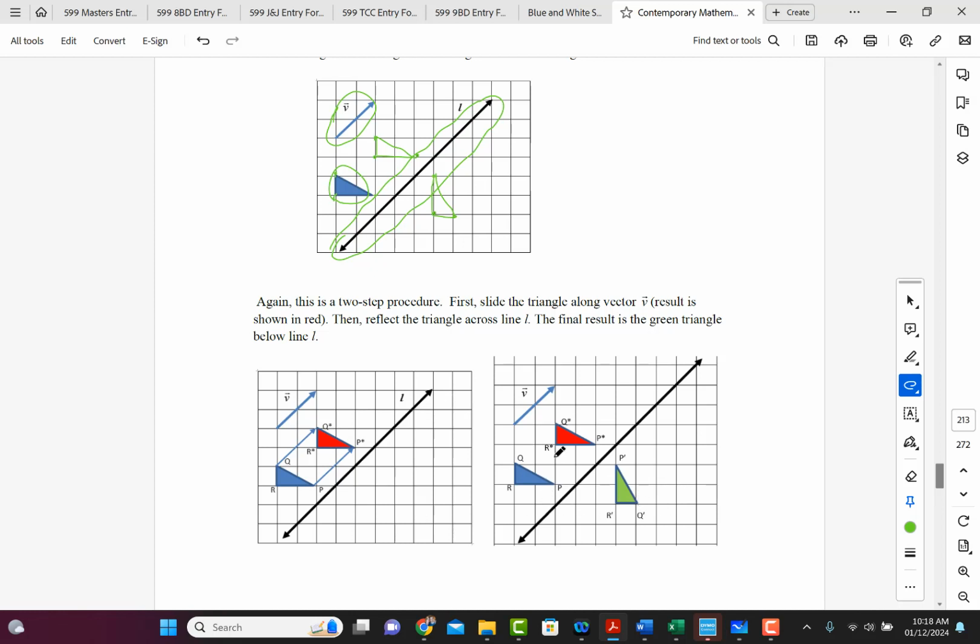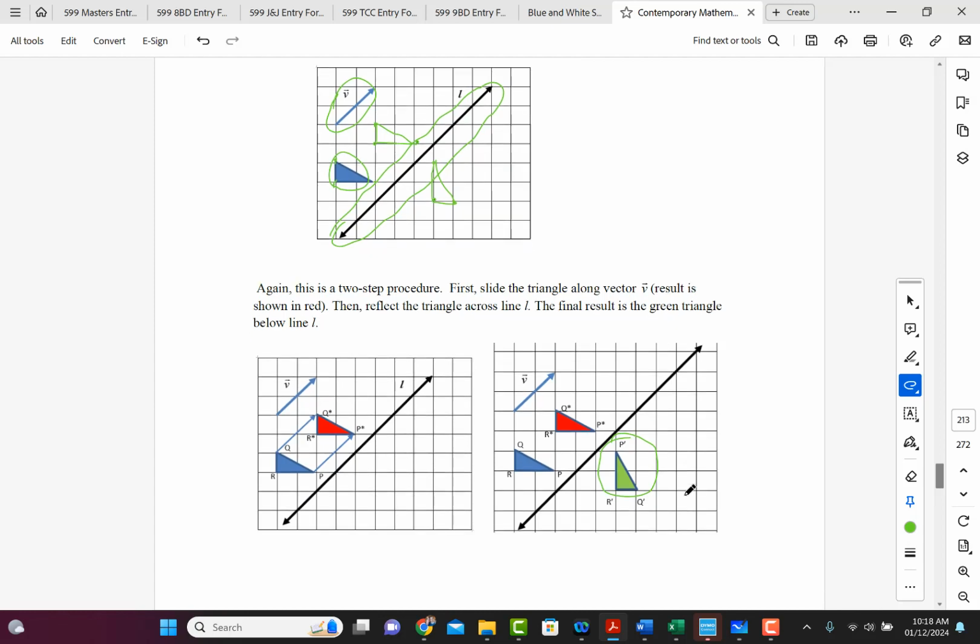So notice how they used the stars, right? Asterisks, to represent the two-step transformation, which is totally fine to do. But realize that the ending location, the ending figure, is the green triangle. Okay? So again, it's a two-step procedure. First, slide the triangle along the vector, and then reflect it across line L. Now, could we do the reflection first and then slide? Sure, we could do that. We would have got the same result.